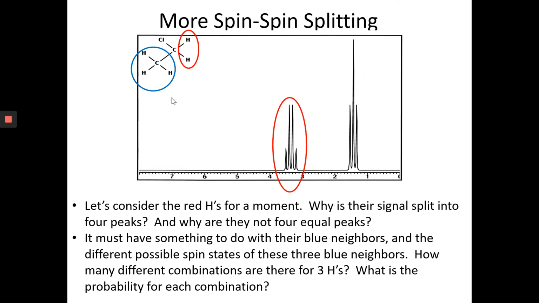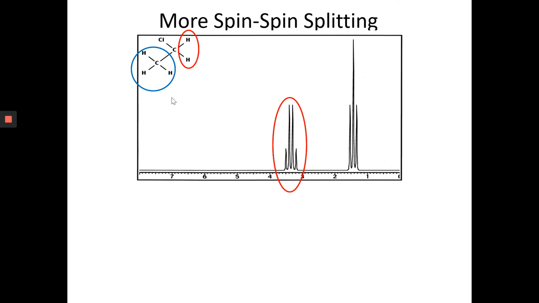One possible combination is they could all be up. Another possibility is they could all be down, right? What are the other possibilities? Take a minute and sketch those out. Okay, hopefully you did a little thinking about that. How many different possible combinations are there?